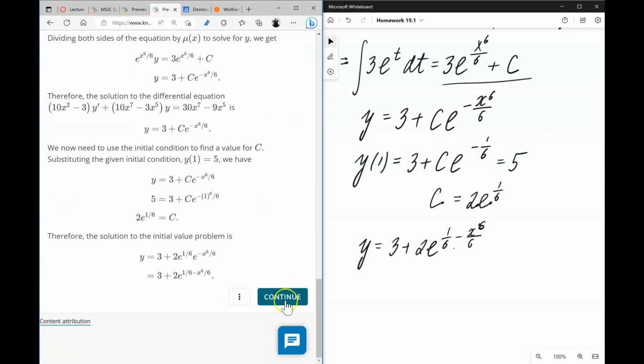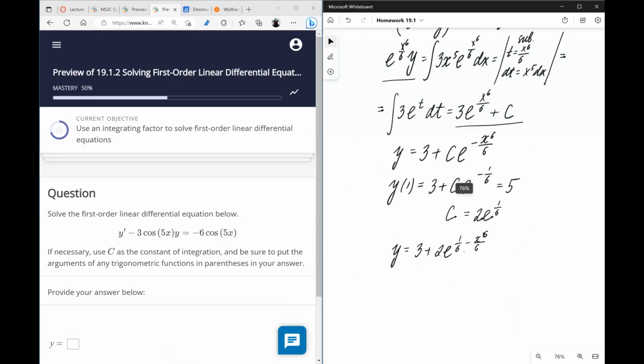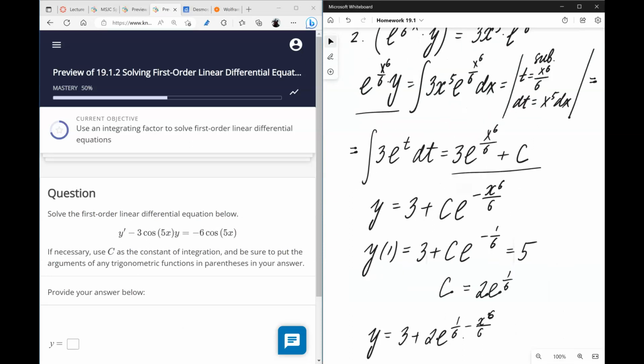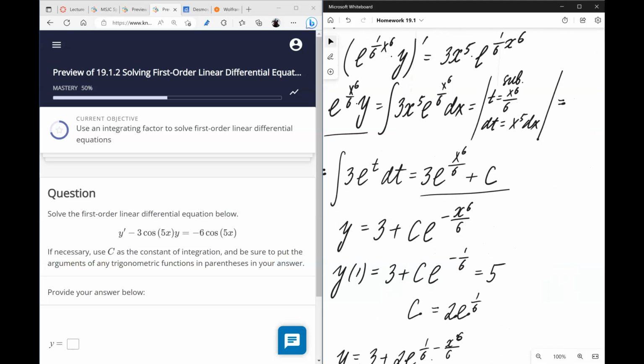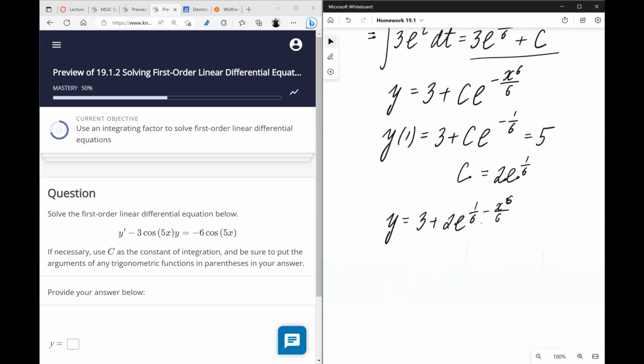Alright, that progress bar moving a little too slow for my liking, but the more practice the better. This was 17. Next one will be 18.